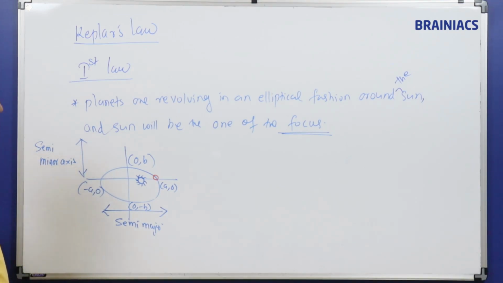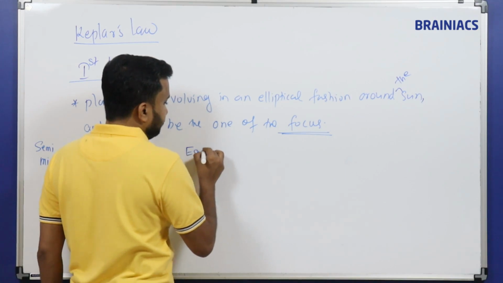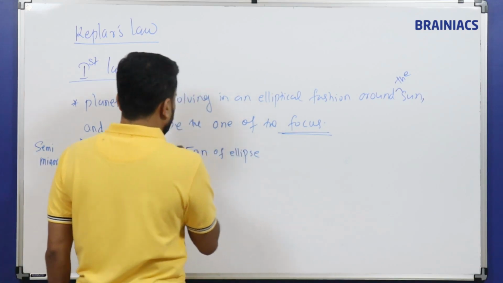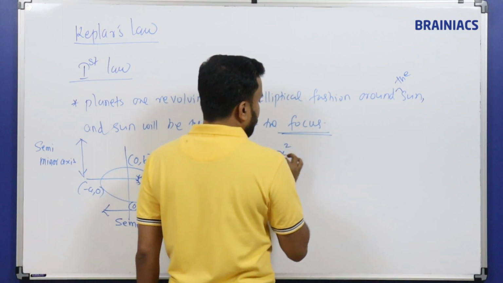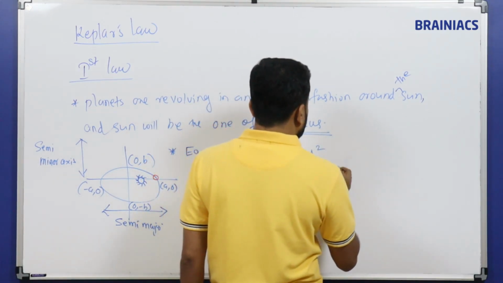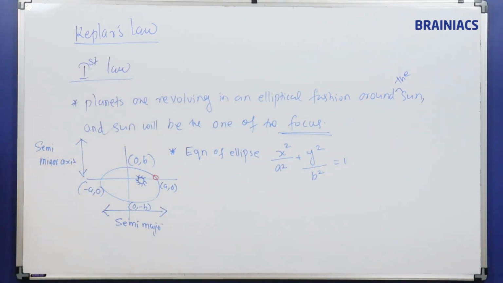Okay. Before going to focus, we want to know the equation of an ellipse. What is the equation of an ellipse? Tell me. X square divided by a square plus y square divided by b square is equal to 1. This is the equation of an ellipse.